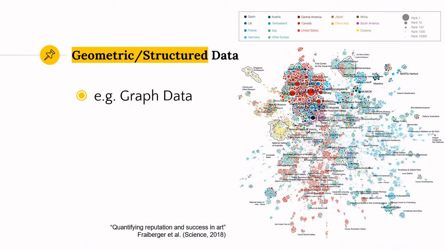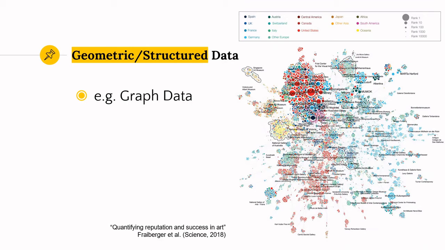Graph data is another very popular format of data. Here in this example, what I'm showing is what is called a success network in art. It's a brilliant article published in 2018 in the Science magazine, where scientists basically analyze what are the factors that contribute to the success of an artist. So in this particular graph, what they visualized here is the network of the location of exhibitions.